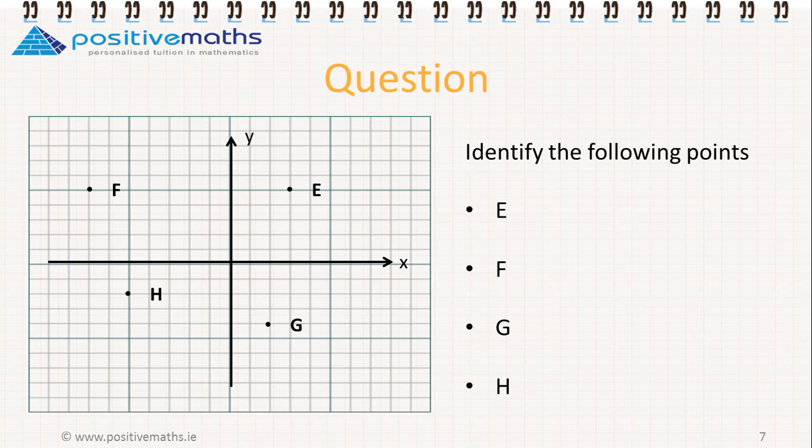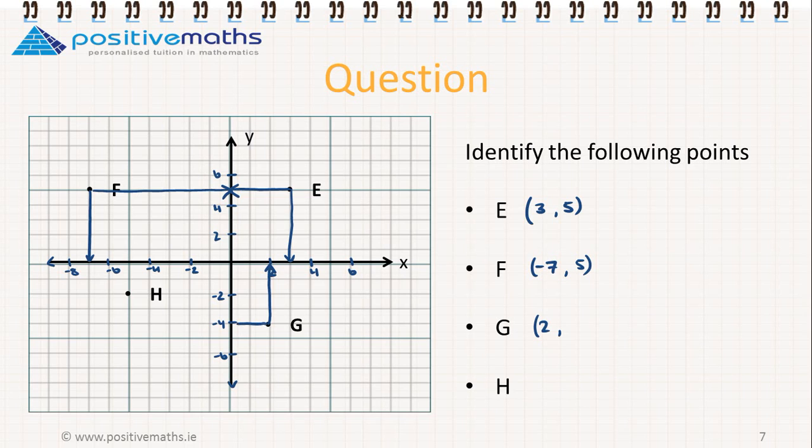Now we're going to identify the following points. So the point E, my X value is 3, my Y value is 5. For F, my X value is -7, and my Y value again is 5. G, my X value is 2, and my Y value is -4. And for H, my X value is -5, and my Y value is -2.